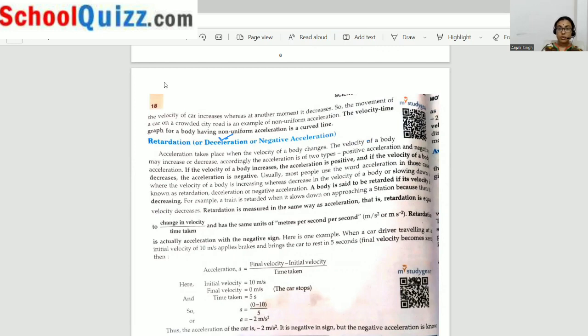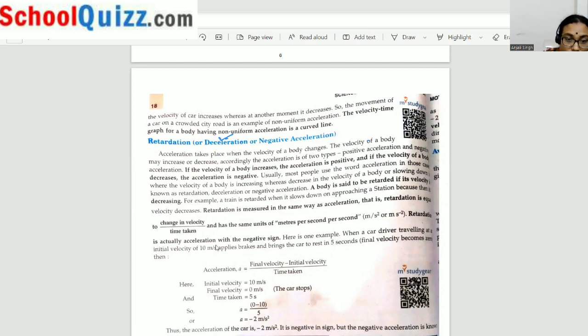Retardation means a body is said to be retarded when the velocity is decreasing. You can say decreasing acceleration also, but the proper word is retardation. Clear? Retardation is measured in the same way as acceleration. It is a part of acceleration. But when you see negative acceleration, meaning the velocity is decreasing, that is said to be retardation or deceleration. Clear?